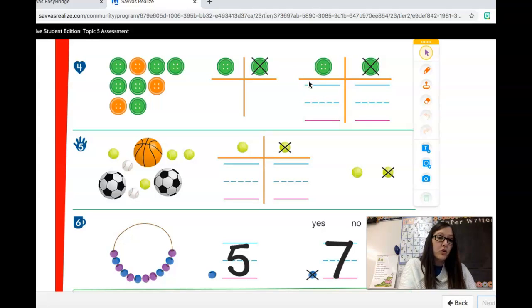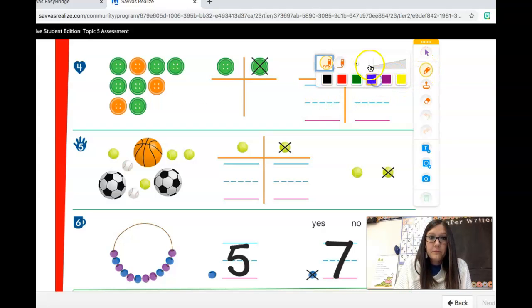We are going to draw the lines, draw the tally marks in this chart as we count the buttons that are green and the buttons that are not green. And then we'll write the numbers to show how many. All right, here we go. Let me get a crayon. Here we go.